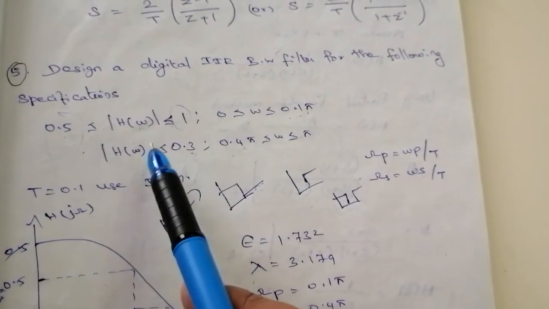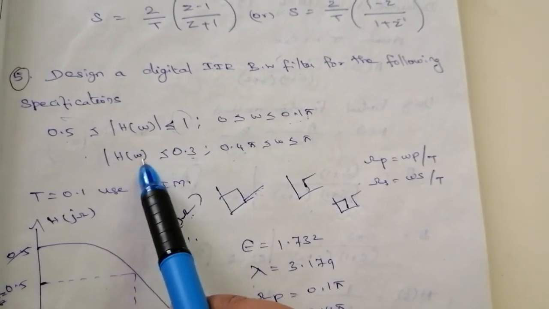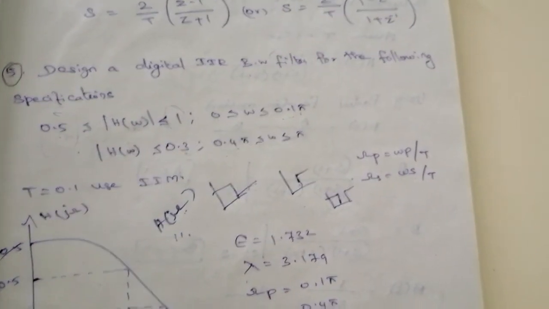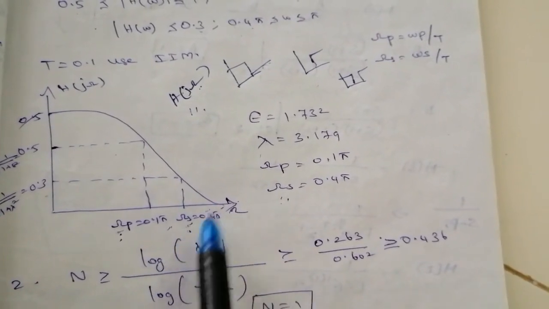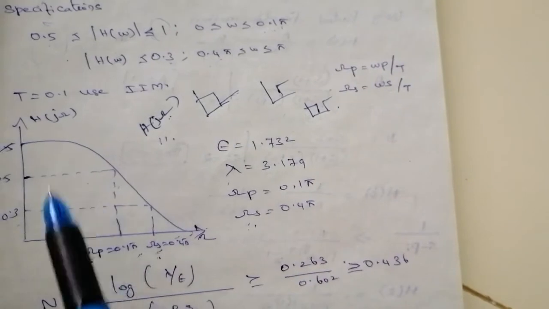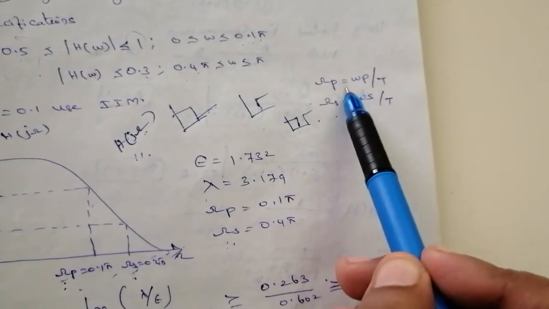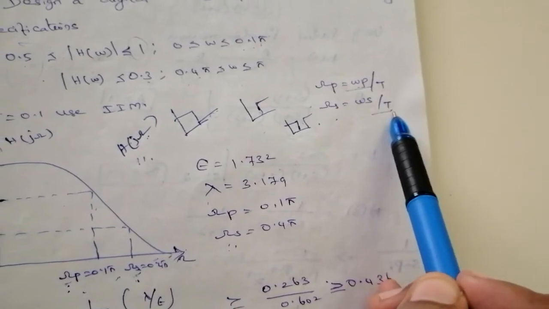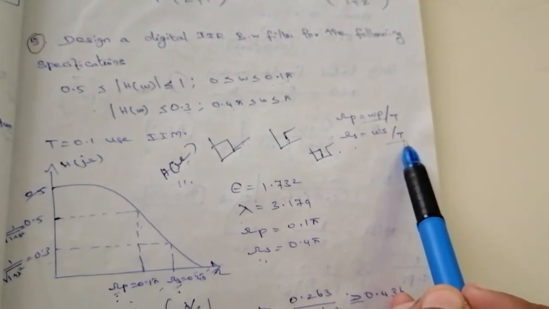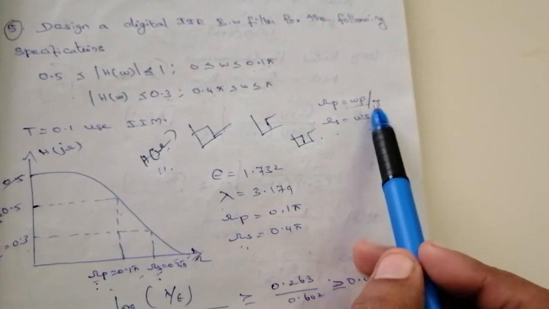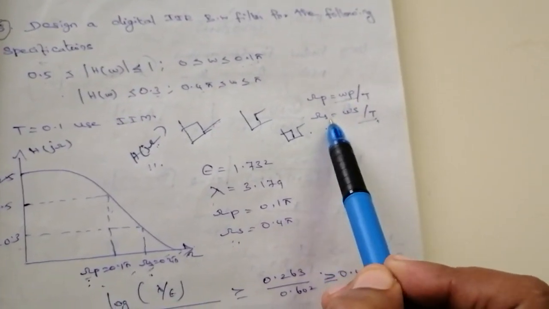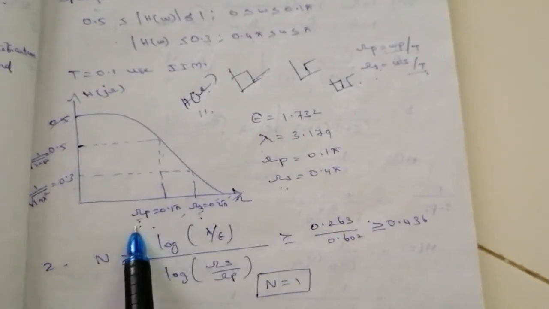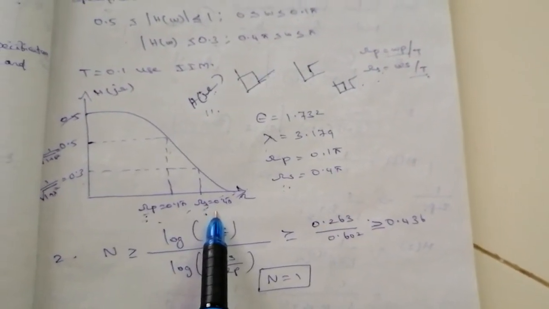But here the given specification is in terms of omega. So we have to take this value as omega p and omega s. But our formula is sigma p and sigma s. So we have to convert this omega p, omega s into sigma p, sigma s. That formula is omega p by T, omega s by T. In that question they didn't give any time, so we have to assume 1. So the same answer we get, sigma p and sigma s, right? So directly we have written sigma p and sigma s.